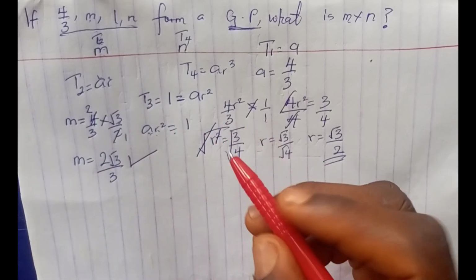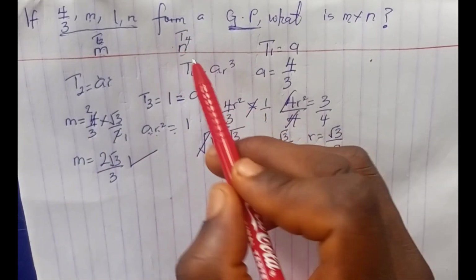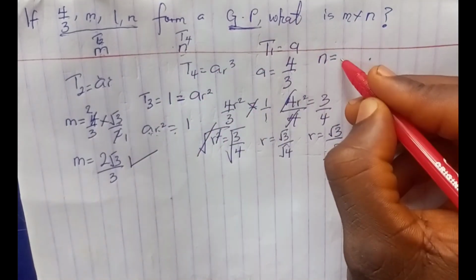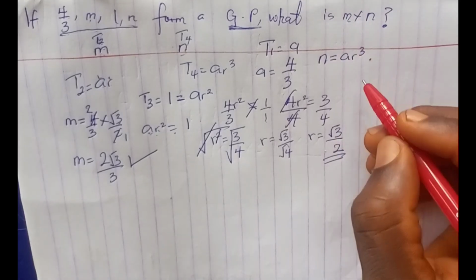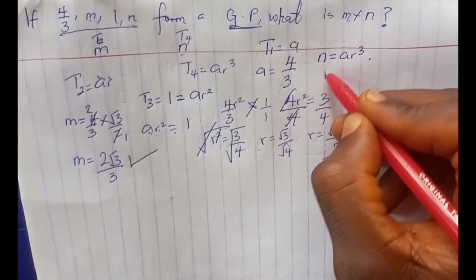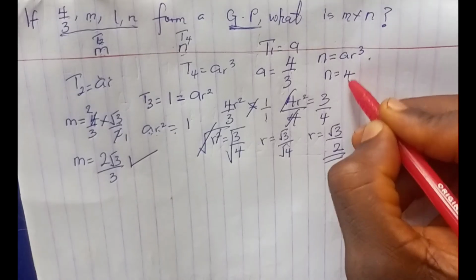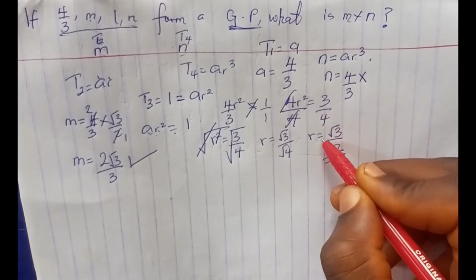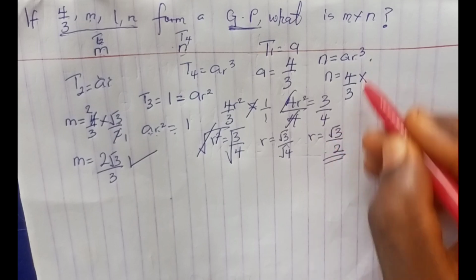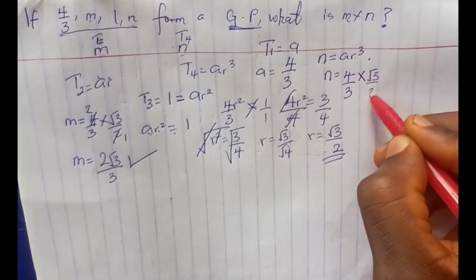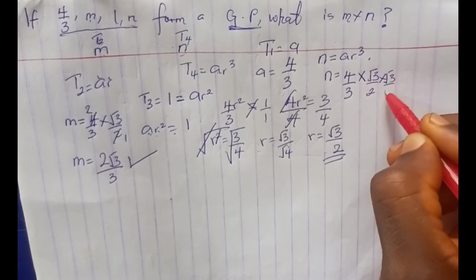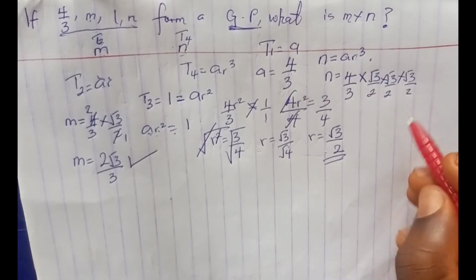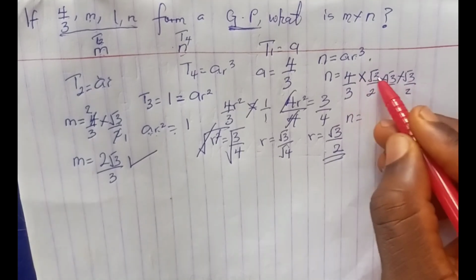Now let me get the value of N. I said that N is the fourth term, right? And for a geometric progression the fourth term is given by AR raised to power 3. So N will be equal to A, which is 4 over 3, times R raised to power 3. R is square root of 3 over 2. That's square root of 3 over 2 times square root of 3 over 2 times square root of 3 over 2, raised to power 3. I hope you understand. So N is equal to 4 multiplied by all this.